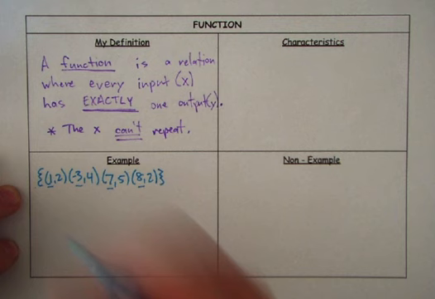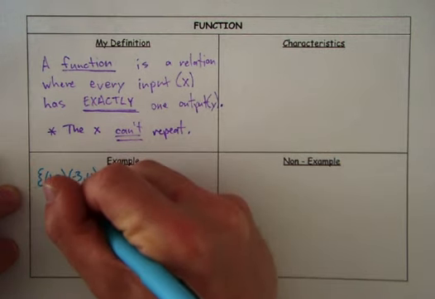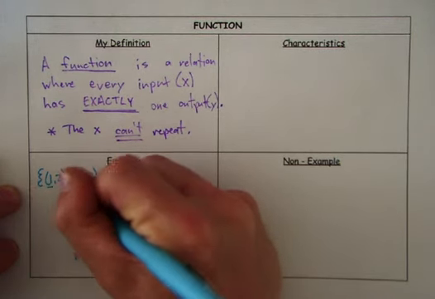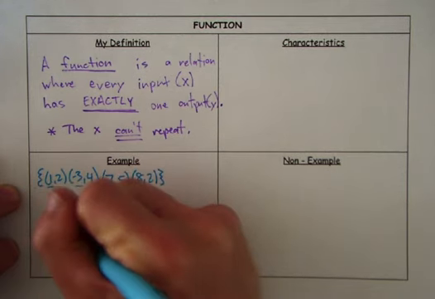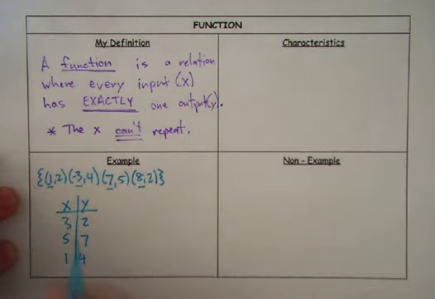Okay? Other examples, we could have a table, right? Remember our input-output table? We could have 3, 2, 5, 7, 1, 4. We have a unique individual x for each one here. That means this is a function.